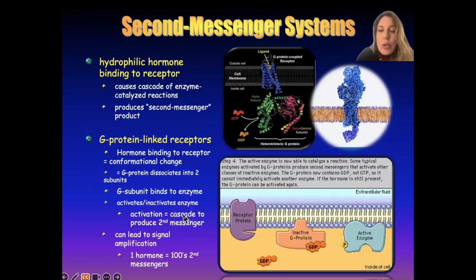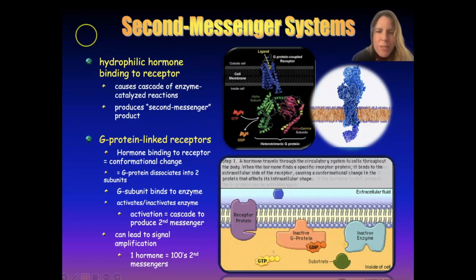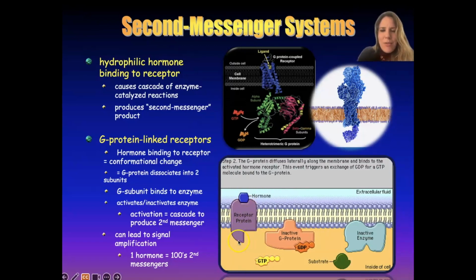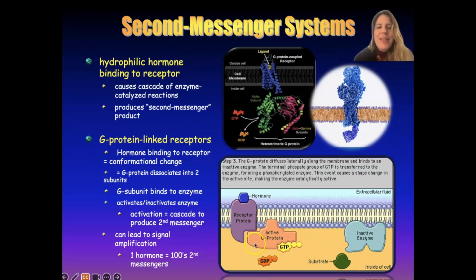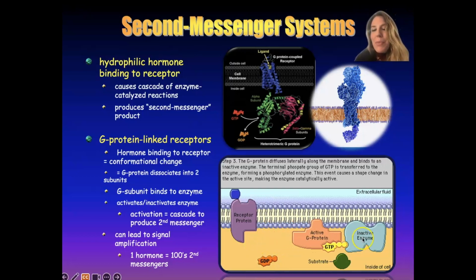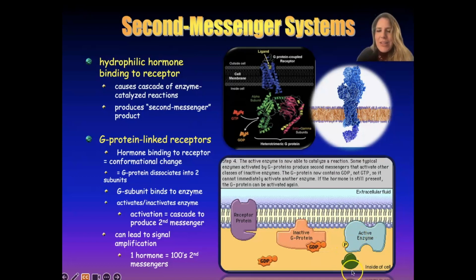So let's take a close look at this little animation here. Okay, so you see that the ligand is binding to the receptor protein, causing a conformational change. Inactive G protein swaps GDP for GTP. Then that now active G protein migrates over to this inactive enzyme, swaps a phosphate, that activates the enzyme, and now it activates other enzymes and a whole cascade, which will produce a lot of second messenger product. So now let's take an example.